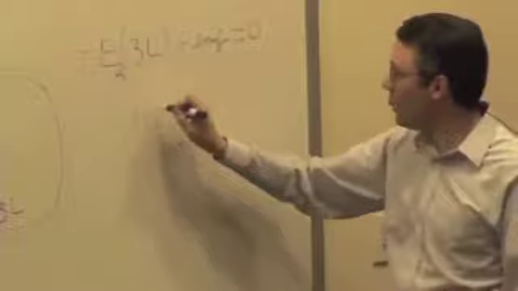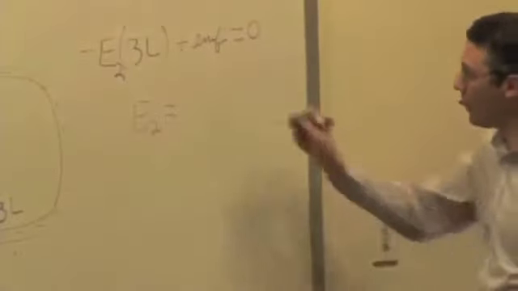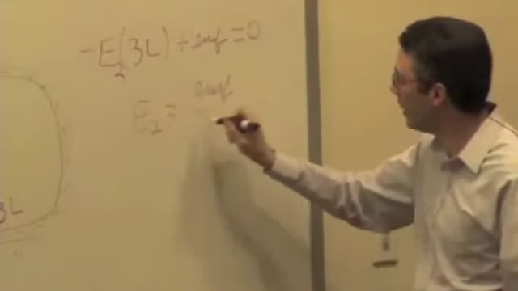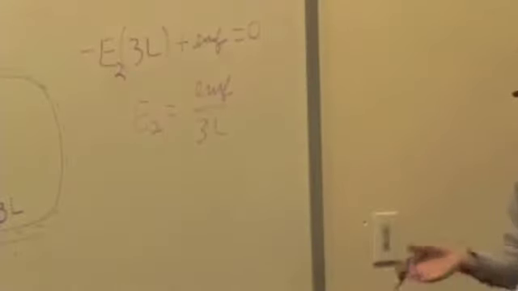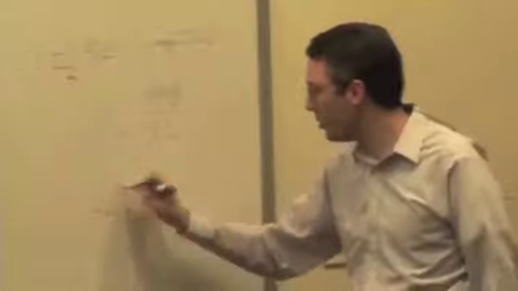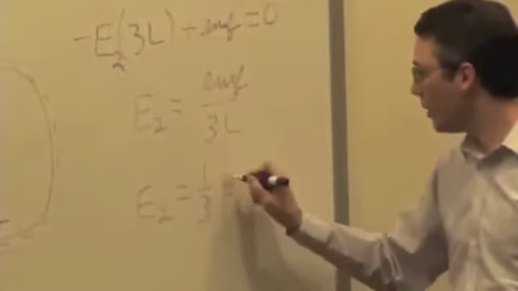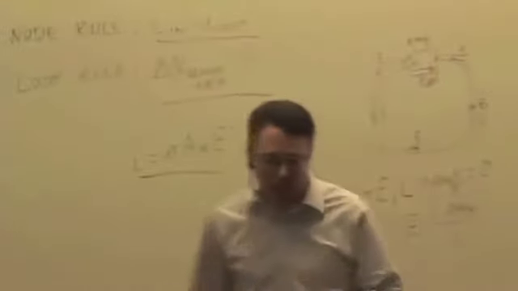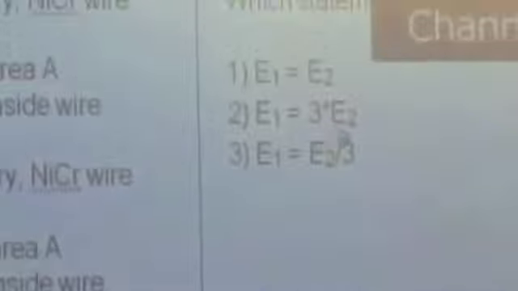So E2 is equal to what? EMF over 3L. So how does it compare to the electric field in the first circuit? It's 3 times smaller. E2 is equal to 1/3 of E1. So the correct answer, well, they're putting E1 on the other side of the equation, so the correct answer is 2. E1 is equal to 3 times E2.